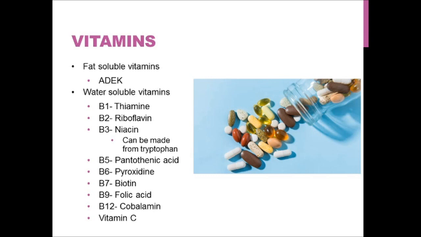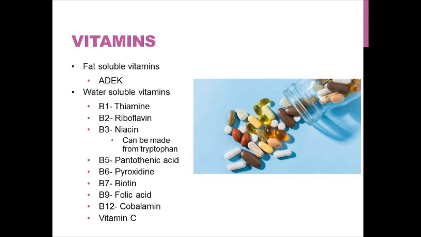B9 and B12, when they are deficient, it's possible to get different types of anemia. B9 is also a vitamin that's really important in preventing spina bifida, so you might see this in high levels in prenatal vitamins.